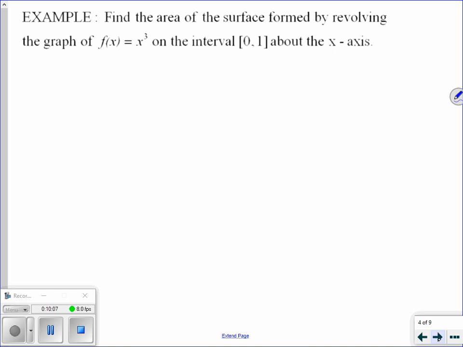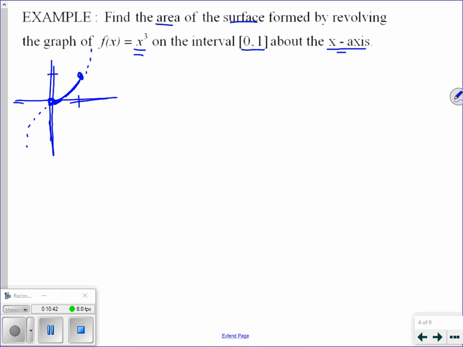Example 1. Find the area of the surface formed, so surface area, formed by revolving the graph of x cubed on the interval 0 to 1 about the x-axis. So before we start, let's just draw out the scenario. All right, x cubed from 0 to 1. So 0 cubed is 0, 1 cubed is 1. And we know kind of what the generic shape looks like. It's that right there.